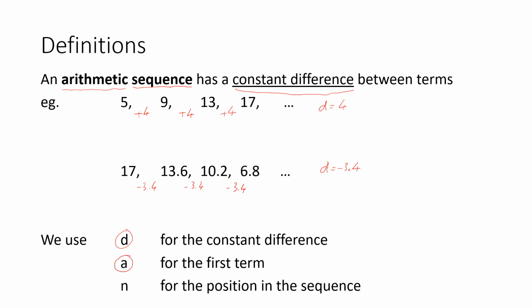We use A to stand for the first term in a sequence. So in this first one we could say A is 5, in the second one we could say A is 17. And we use N to stand for a position within a sequence. So I could look at this number 17 and I could say, well, that's the fourth number in the sequence, so that's where N equals 4. Or I could look at this 13.6 and I could say that's the second term, so N equals 2.